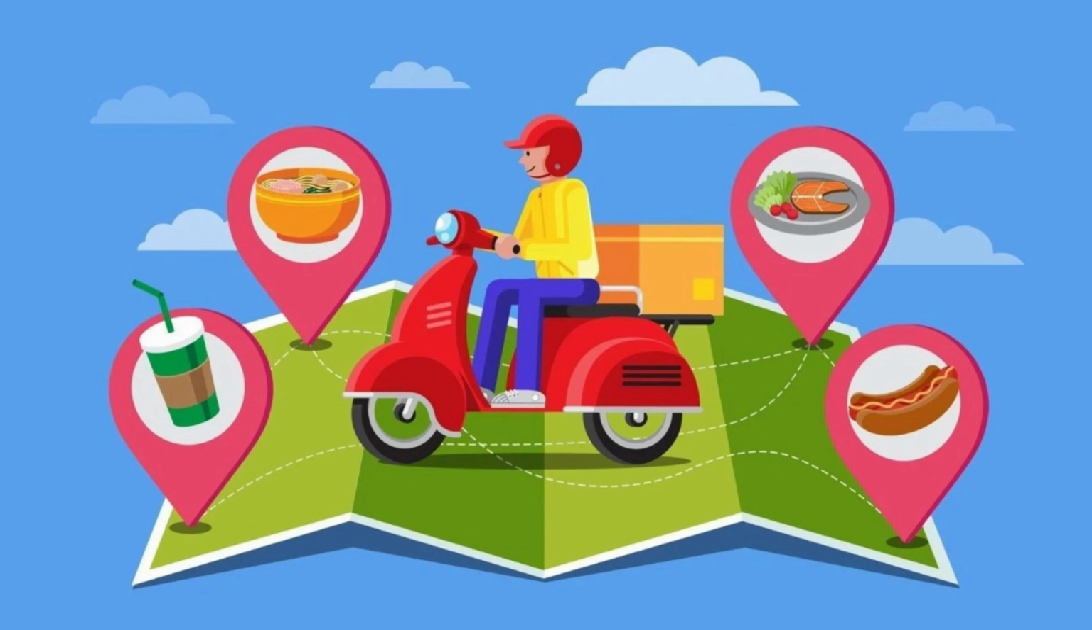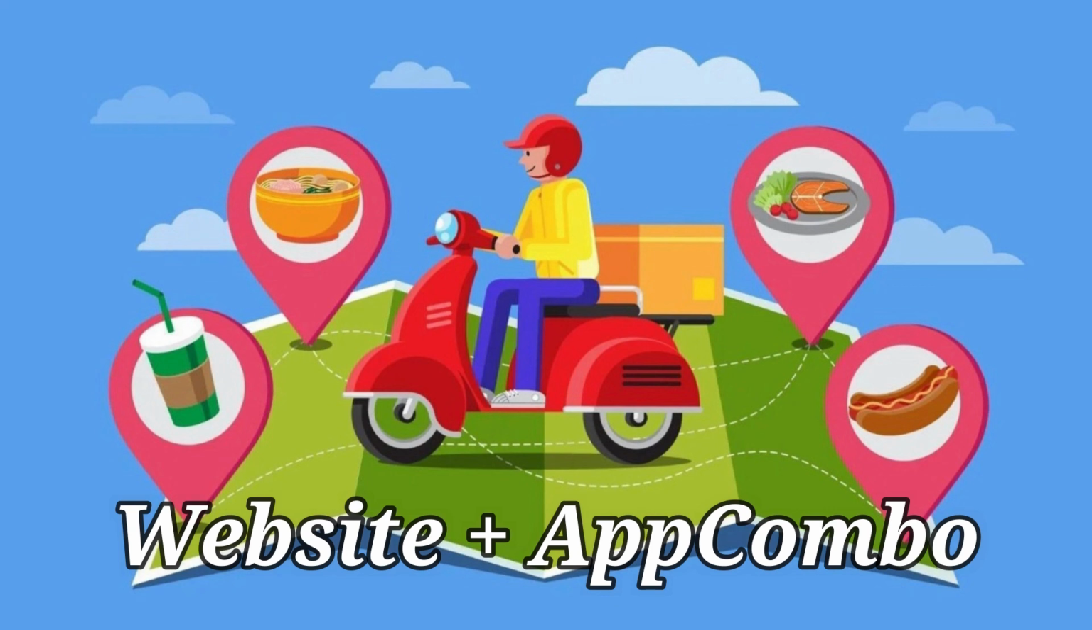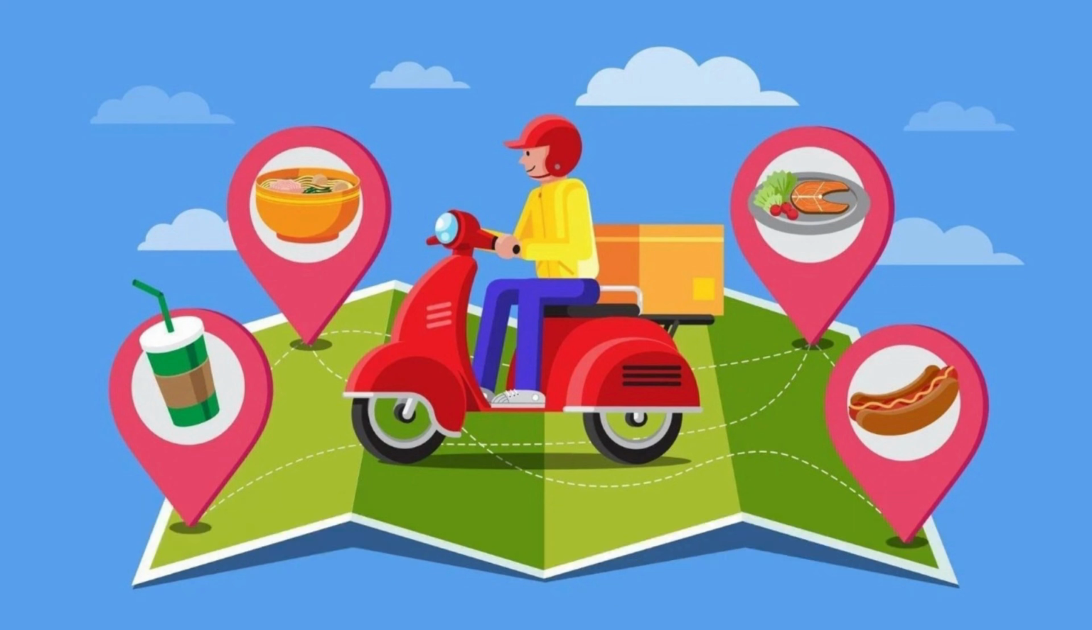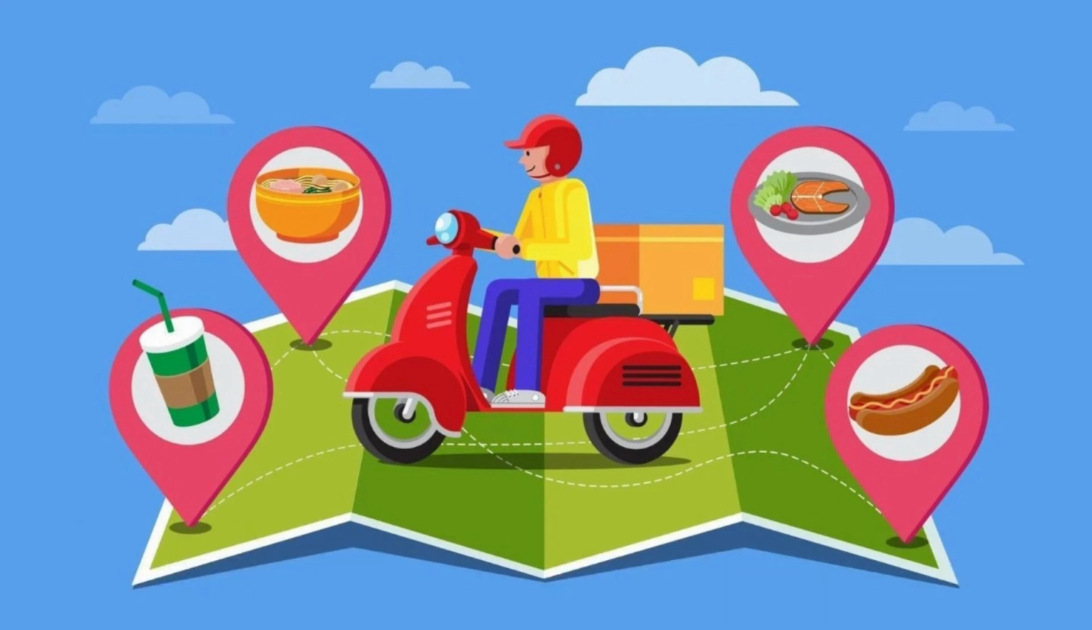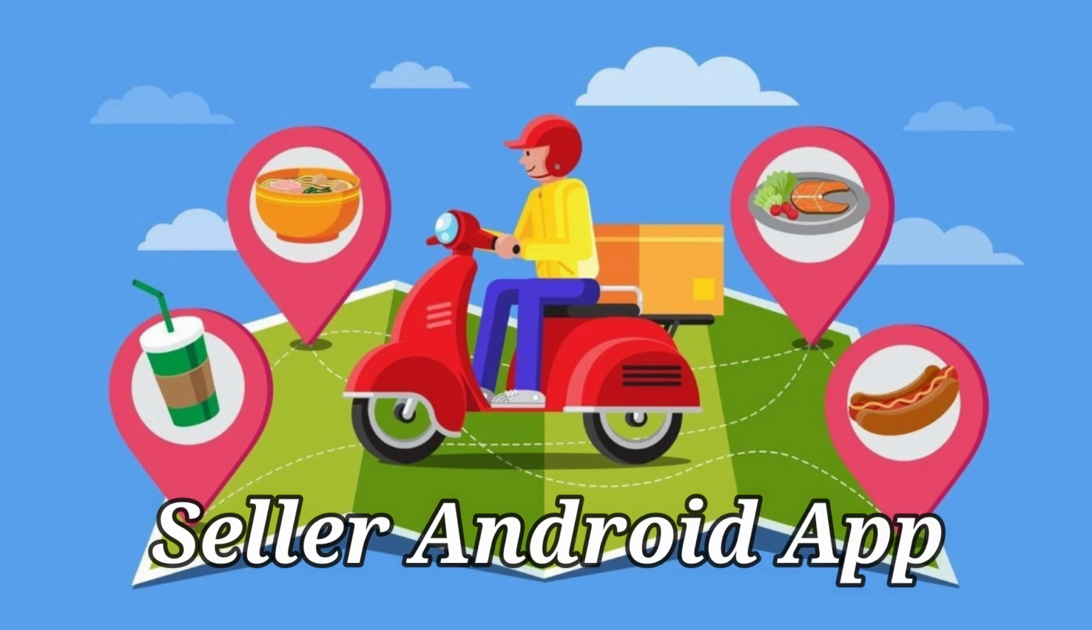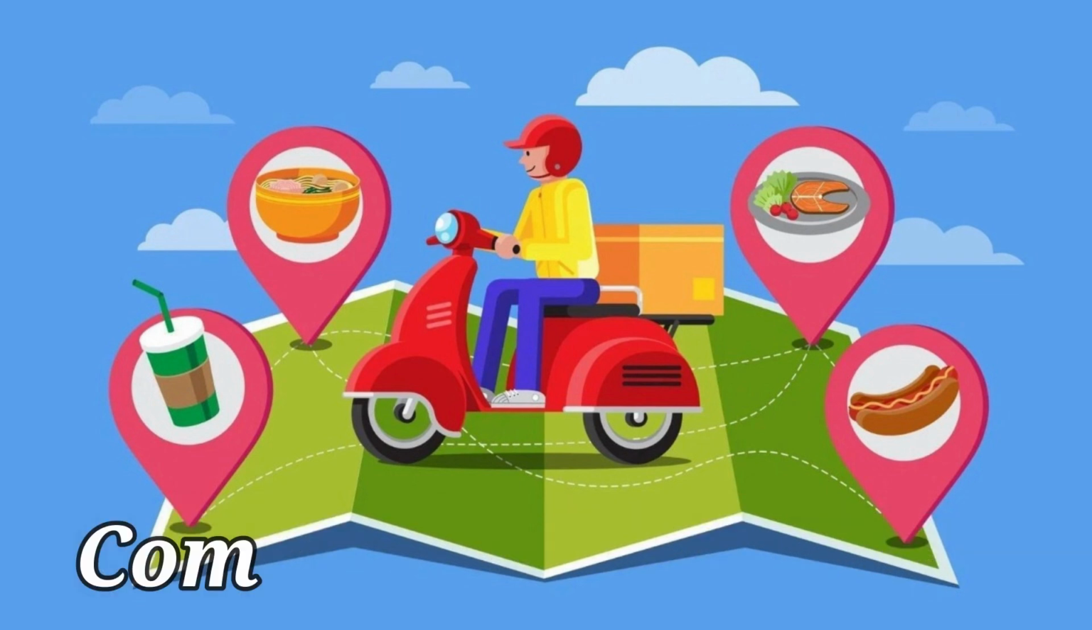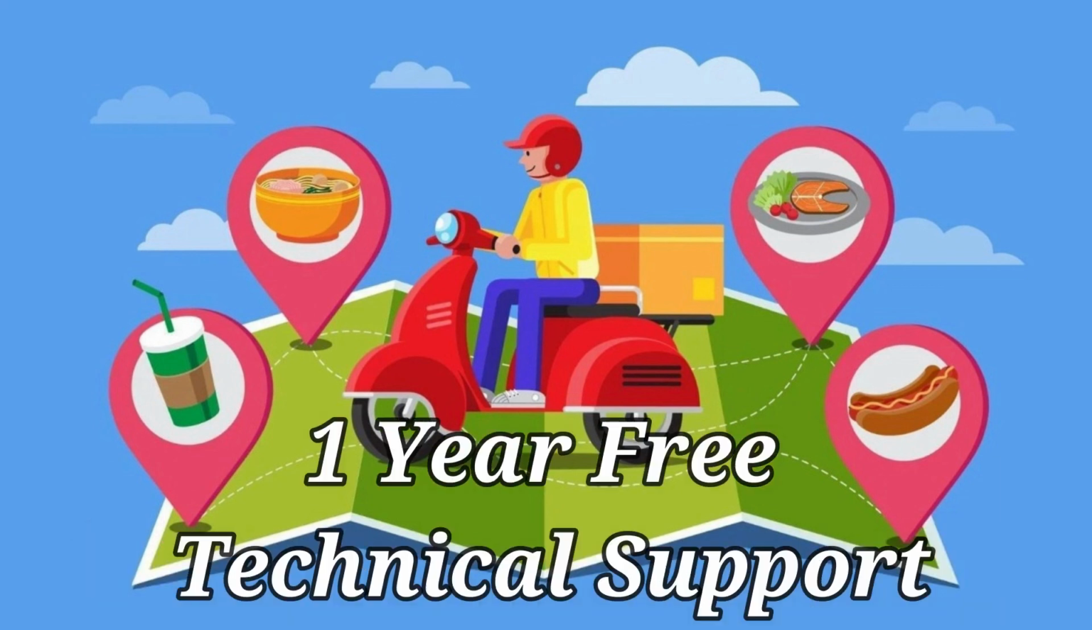Foodonix is a complete food delivery multi-vendor application combo. In this combo, you are getting a complete website and app combo. If you are buying the Android combo, then you are getting the website, customer Android app, driver Android app, seller Android app, admin panel, complete source code and 1 year free technical support.